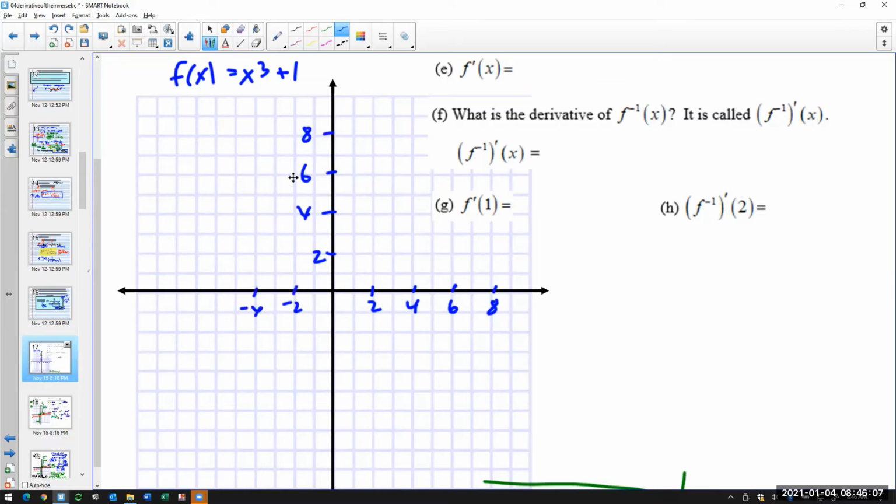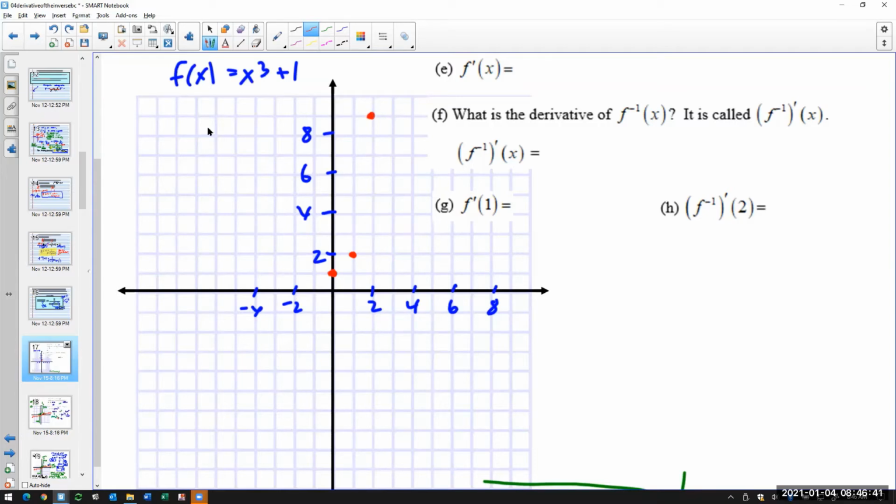All right, if I put in 0, do you see I'll get 1? So I'll put a point right there. If I put in 1, do you see I'll get 2, right? Let me put in 2. If I put in 2, do you see I'll get 9? Okay, everybody good with that?